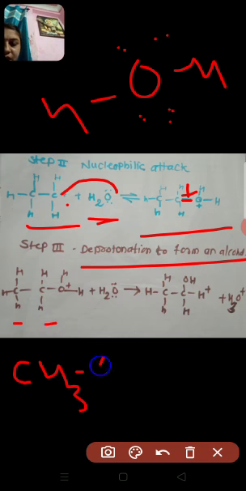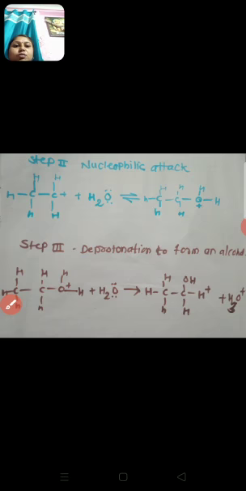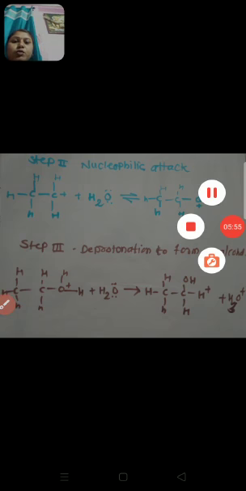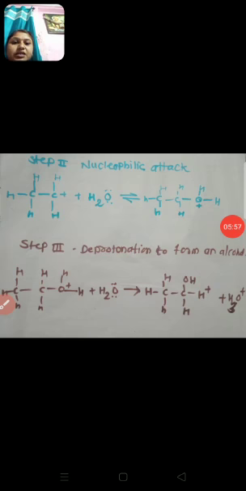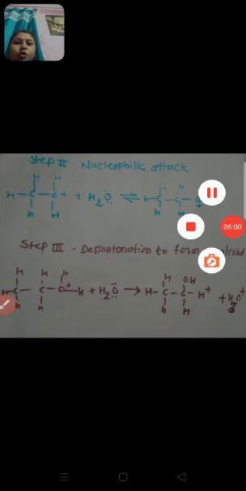In the third step, deprotonation occurs to form the alcohol. See here, CH3CH2, and for the preparation of alcohol, this hydrogen is extra. Hence, deprotonation occurs. This hydrogen combines with H2O and forms H3O plus, and in this way, ethyl alcohol is formed. This is the mechanism of addition of H2O molecule in the presence of acid to alkene and formation of alcohol. Thank you.